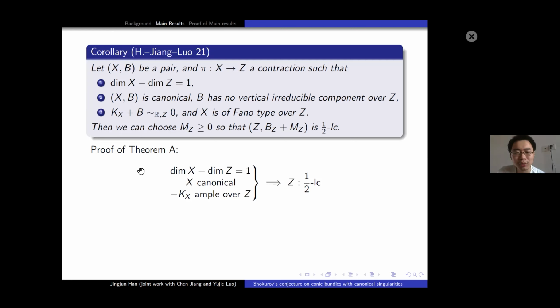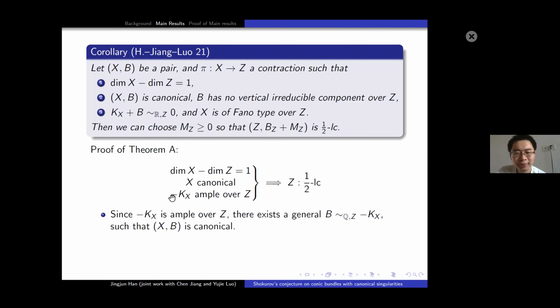And now I would like to show why Theorem A is a direct consequence of our corollary. Recall that in Theorem A, the assumption is that the relative dimension is equal to 1, X is canonical, and minus K_X is ample over Z. What we need to show is that the singularity of Z is 1/2 log canonical. So we wish to apply this corollary.